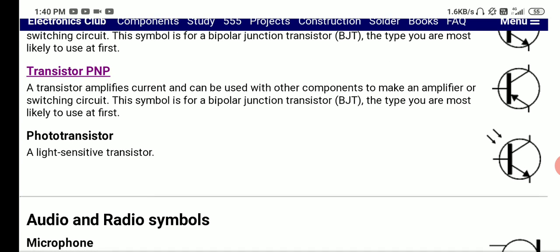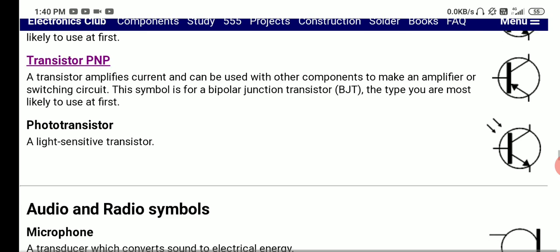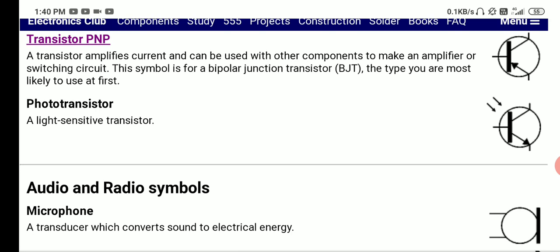Another type is the PNP transistor, positive negative positive. A transistor amplifies current and can be used with other components to make an amplifier or switching circuit. Okay, we have studied it. This symbol is for the bipolar junction transistor, BJT. Same thing, the only difference is this arrow.